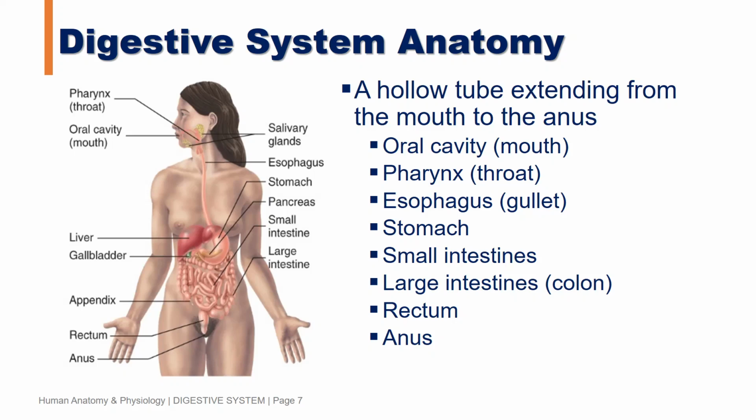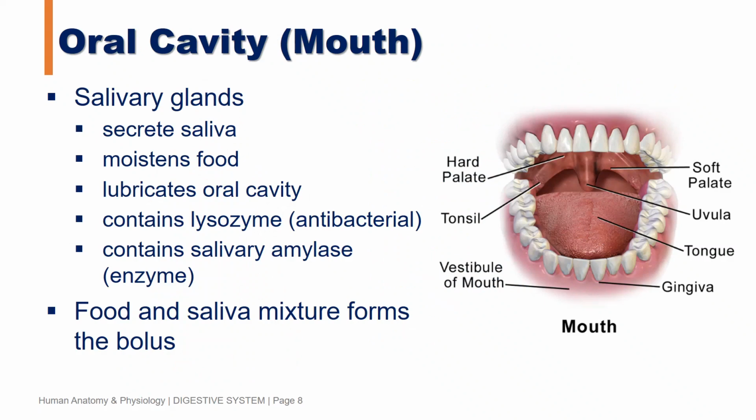Now, let us take a closer look at each of the components. First, you have your oral cavity or your mouth. Your mouth contains your salivary glands for the secretion of saliva. It helps to moisten food. It lubricates your oral cavity. And then it contains lysozyme, which is antibacterial, and salivary amylase, which is an enzyme. Food and saliva mixture forms bolus. Bolus is a Latin word which literally means ball.